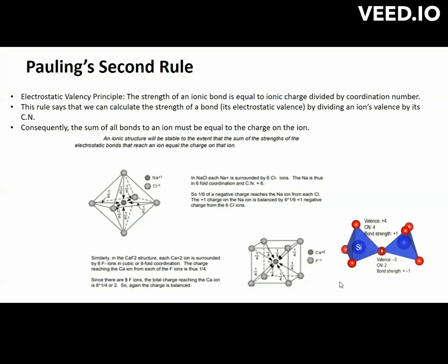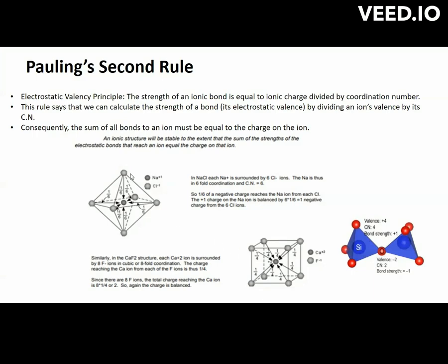What about this one? It has negative 2, which means it is probably an oxygen. It's negative 2, and what about the coordination number? The coordination number is 2. Now let's check something.